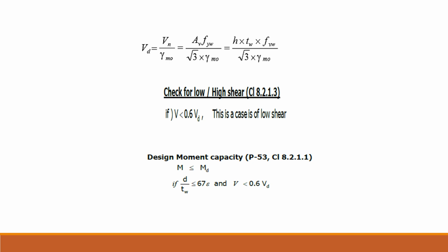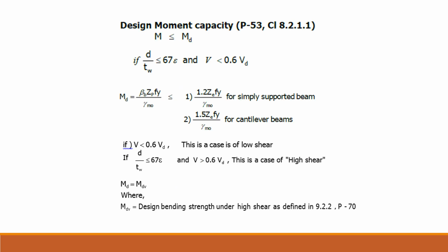The first condition is d by tw less than or equal to 67 epsilon and V less than 0.6 Vd. For design moment capacity, if d by tw is less than 67 epsilon and V is less than 0.6 Vd, then check the moment carrying capacity, where the formula is Md equal to beta b Zp fy by gamma m0. In two conditions, the first is less than or equal to 1.2 Ze fy by gamma m0, and the second condition is 1.5 Ze fy by gamma m0, and then check the bending moment condition.